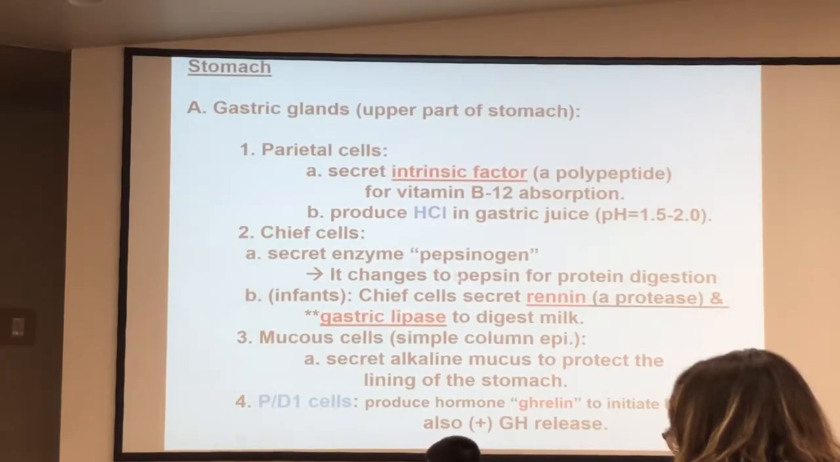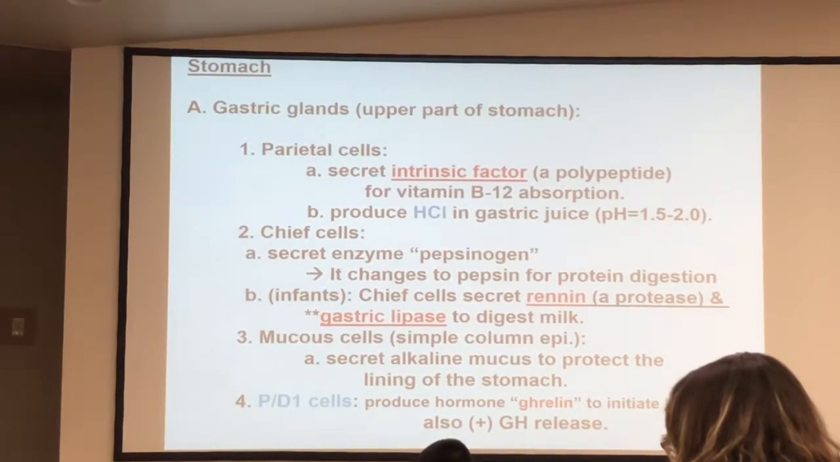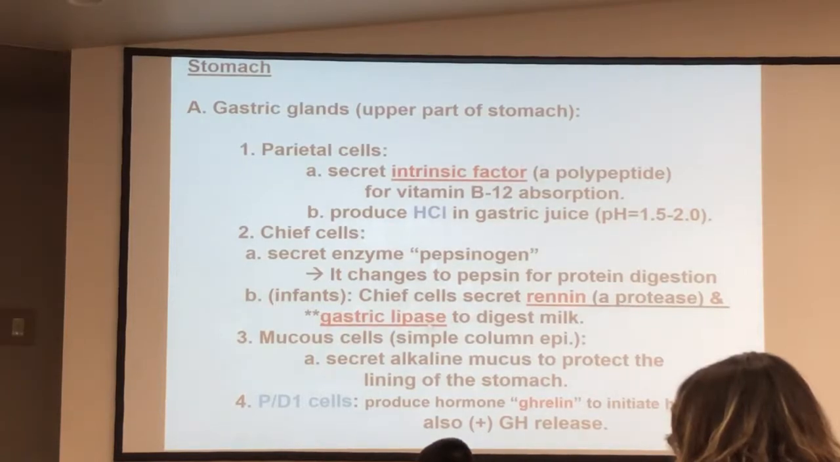The chief cell produces enzyme, produced in an inactive form we call pepsinogen. Nogen always means precursor. And when you mix it with the acid, it becomes pepsin. Okay, and pepsin will break down protein. But in the infant, the chief cell also produces renin, double N. Okay, not the kidney renin, and also gastric lipase. One breaks down the protein, one breaks down the lipid, because milk has a lot of fat and also protein, so that's special in the infant.